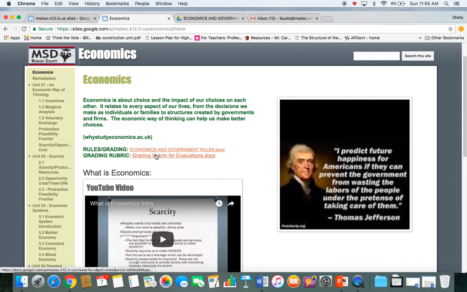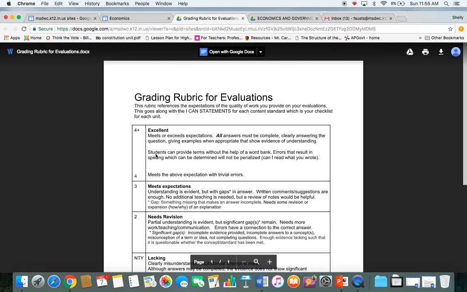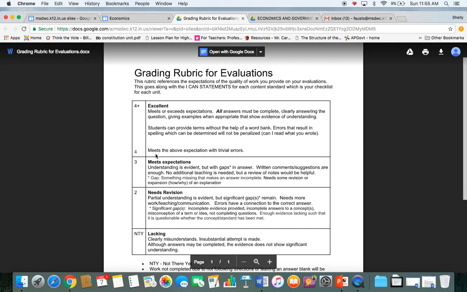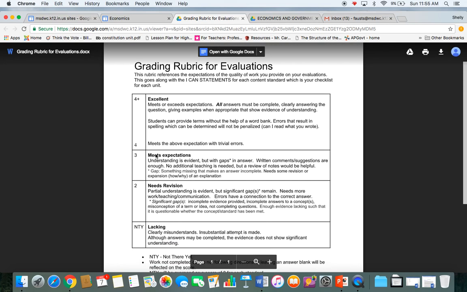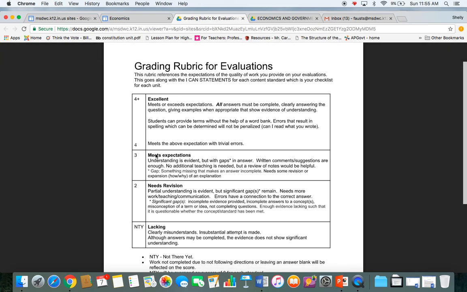And then here is the grading rubric that I am going to use. It's not very specific because I will be giving you some I can statements and a checklist for each one of the units. But this is the rubric that I'm going to be using for each one of the units. A 4+ means you know it. You have clearly answered everything. There is absolutely 100% no question in my mind that you understand what you're talking about.